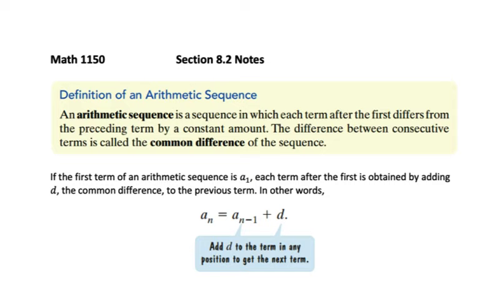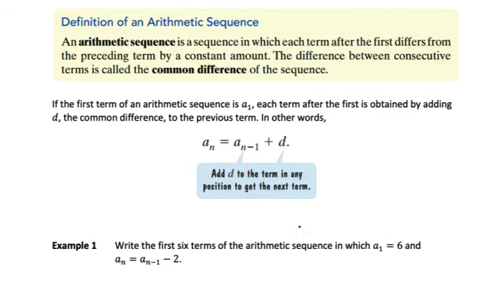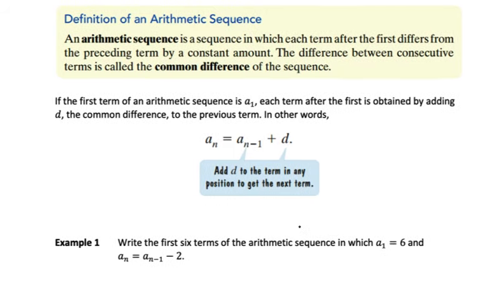In this video for section 8.2, we're going to talk about a special type of sequence called an arithmetic sequence. In an arithmetic sequence, each term differs from the next by a constant amount. This amount is called the common difference. Another way to think of it is that you are adding or subtracting the same amount to each term to get the next term. That common difference is often labeled with the letter d.